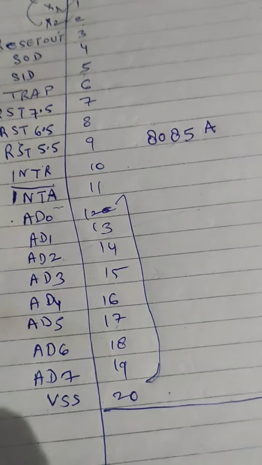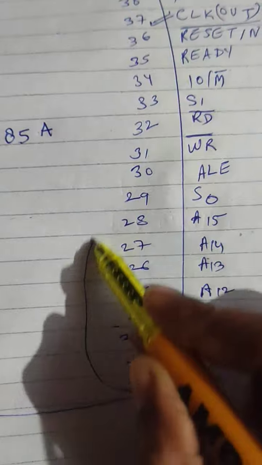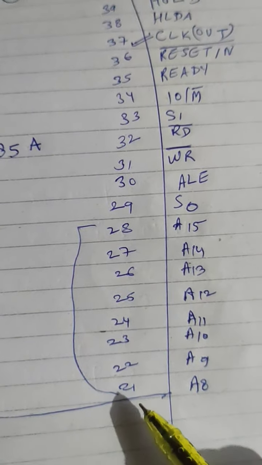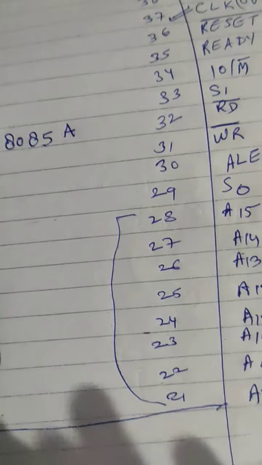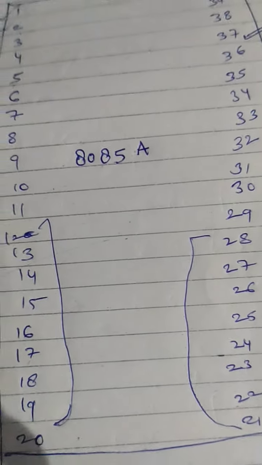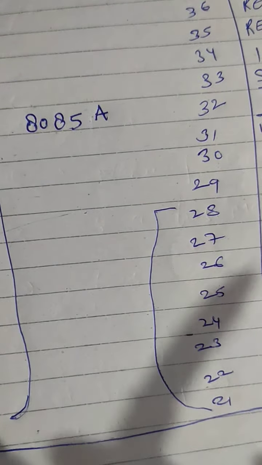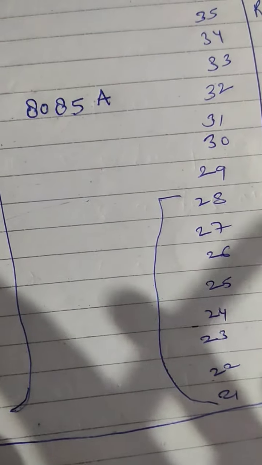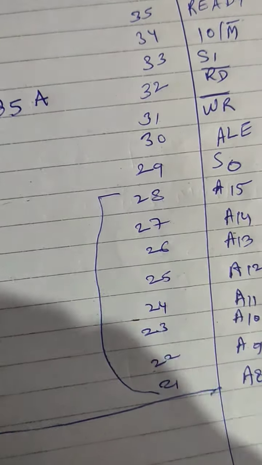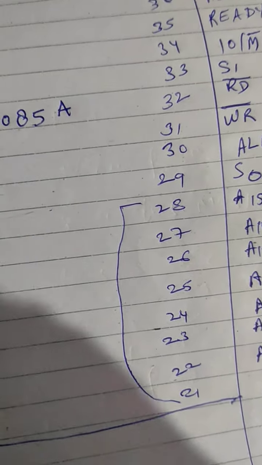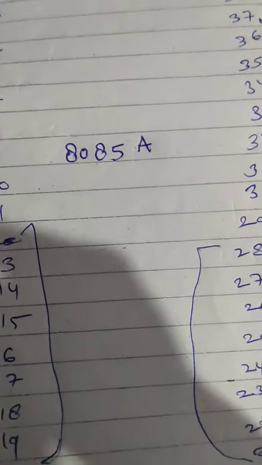Then A8 to A15, pin number 21 to 28, is the address bus. So the upper half of the 16-bit address appears on the address lines A8 to A15, and these lines are used for the most significant 8 bits of the 16-bit address.